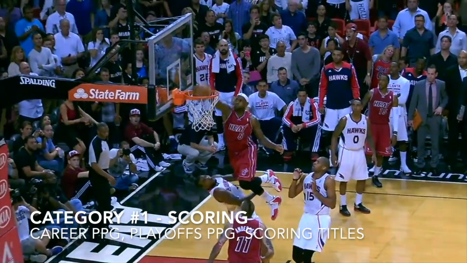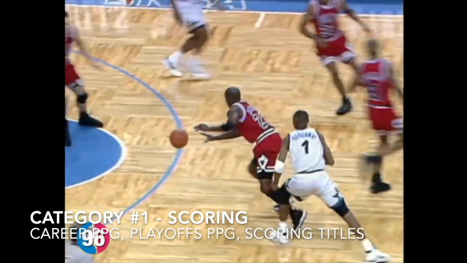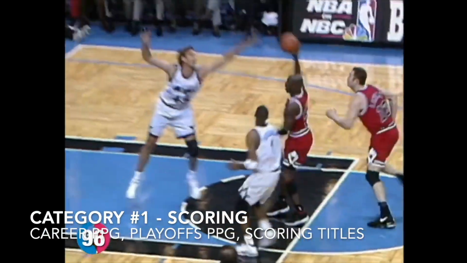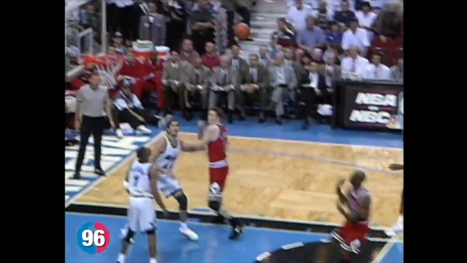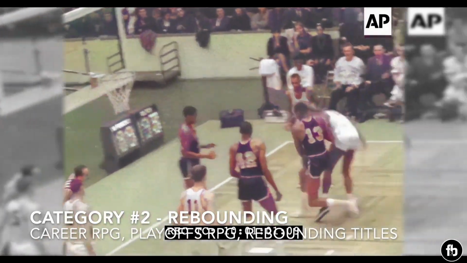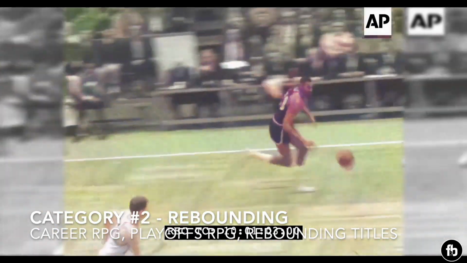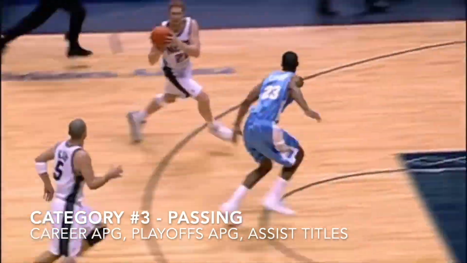The first category is scoring. This category will be defined by each player's career points per game, peak points per game, both in the regular season and playoffs, and number of scoring titles. Rebounding. This category will be defined by each player's career rebounds per game, peak rebounds per game both in the regular season and playoffs, and number of rebounding titles. Passing. This category will be defined by each player's career assists per game, peak assists per game both regular season and playoffs, and number of assist titles.